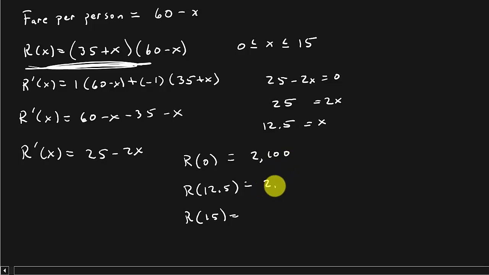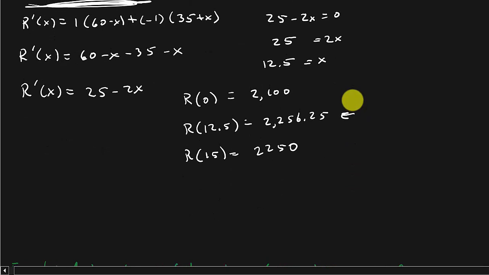Here we get 2,256.25. And here we get 2,250. So obviously that's our max at 12.5. But we can't have a half a person get on the bus.